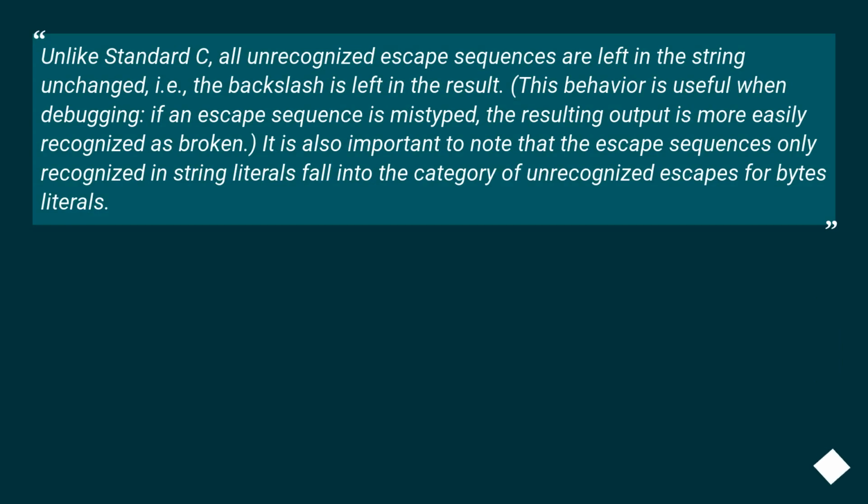Unlike standard C, all unrecognized escape sequences are left in the string unchanged, i.e., the backslash is left in the result. This behavior is useful when debugging. If an escape sequence is mistyped, the resulting output is more easily recognized as broken. It is also important to note that the escape sequences only recognized in string literals fall into the category of unrecognized escapes for bytes literals.